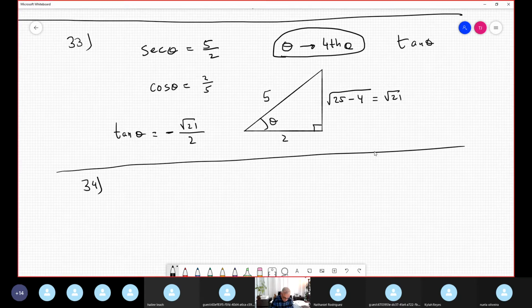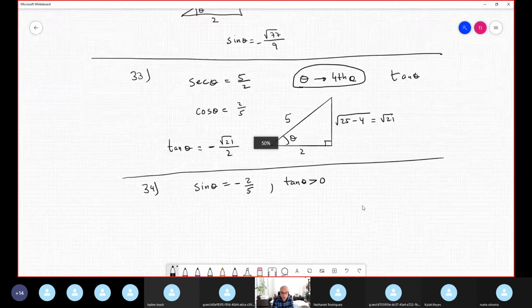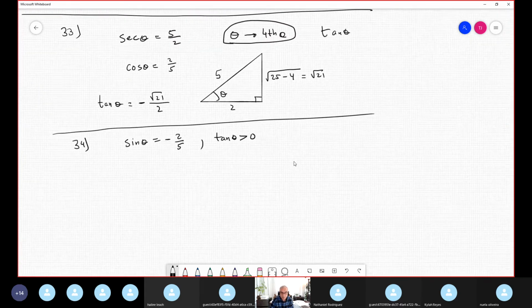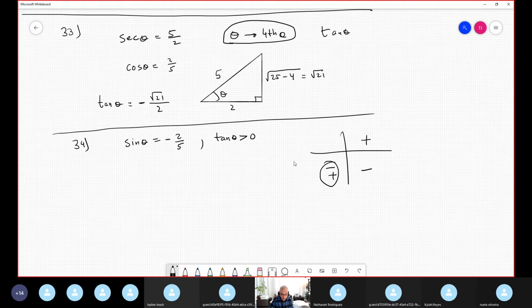Okay, 34 says sine theta equals negative 2/5, and tangent theta is positive. Wow, I need to discover in what quadrant theta lies. Well, sine is negative here and here. And tangent is positive here and here. Therefore, the coincidence of the two conditions is the third quadrant.